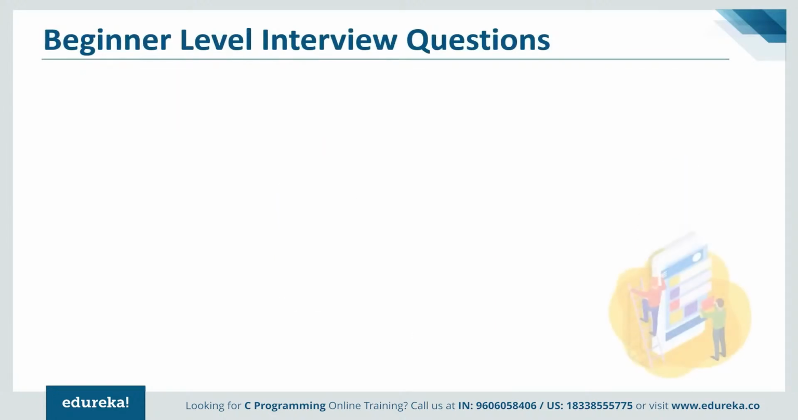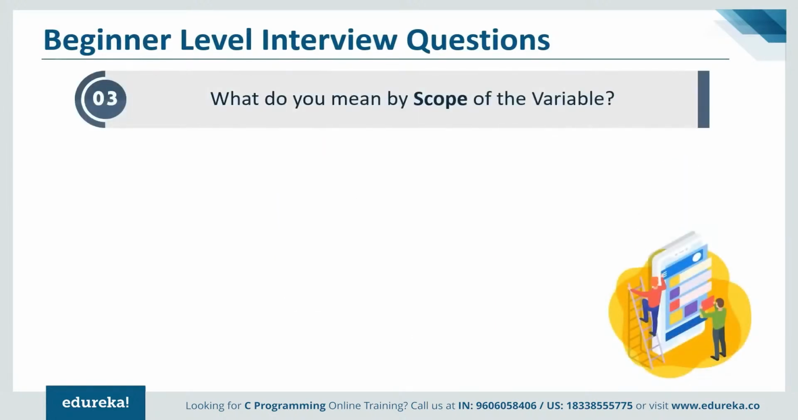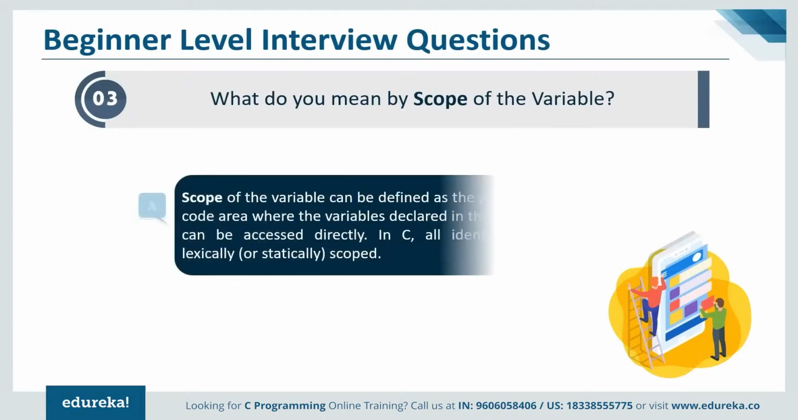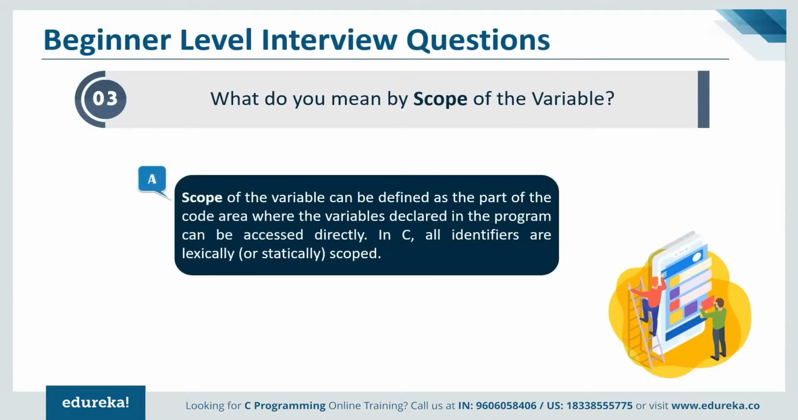With this, let us move on to our next question, which is, what do you mean by the scope of the variable? The answer for this question is as follows. Scope of the variable can be defined as the part of the code area where the variables declared in the program can be accessed directly. In C, all identifiers are lexically or statically scoped. Now, to understand this, let us consider a simple example.